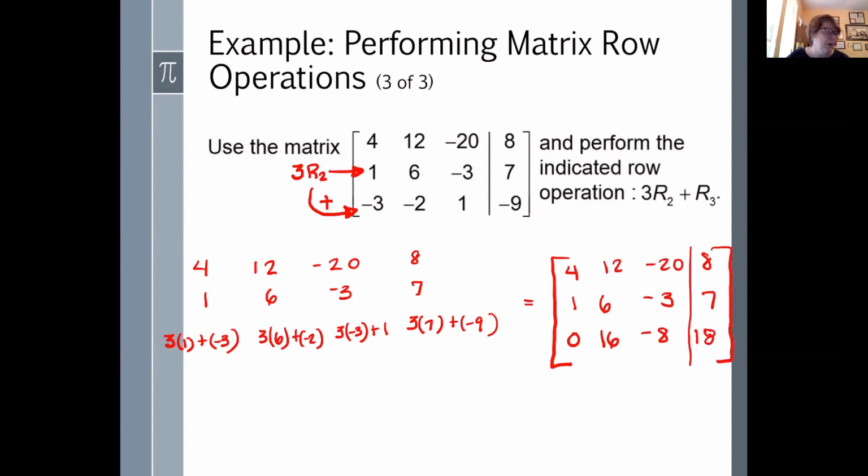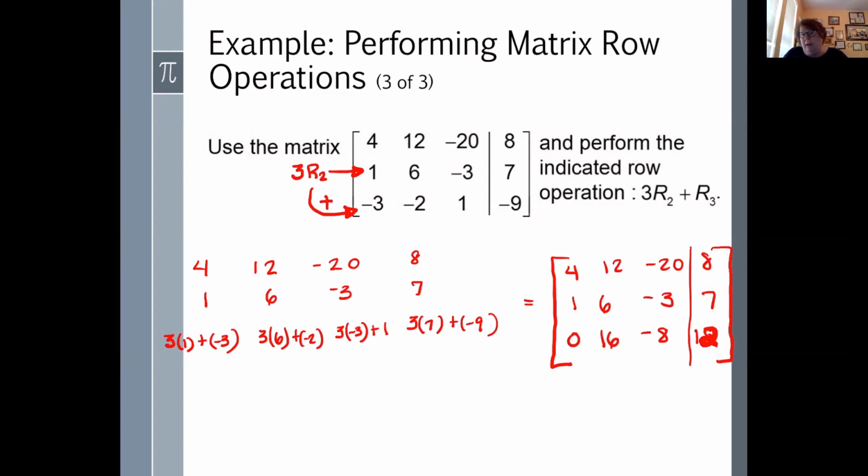Check my math real quick here, make sure I did that correctly. And I think I did not. 21 minus 9 is 12, isn't it? Yeah, this is 12. Can't add. Okay, so my new matrix is 4, 12, -28, 1, 6, -3, 7, 0, 16, -8, and 12.